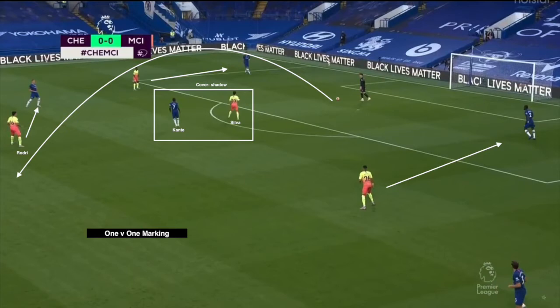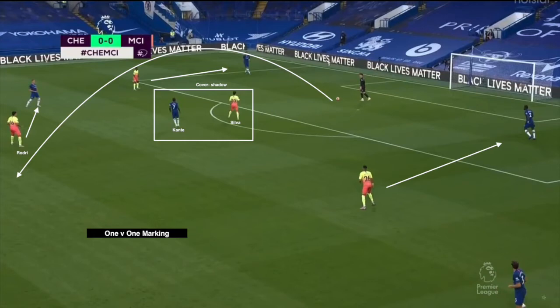So in the first section, we will look at how Chelsea built their play and how Manchester City pressed. While pressing, Manchester City created 1v1 situations with Silva acting as the cover shadow and blocking the passing option to Kante. As you can see in this image, Silva is acting as the cover shadow and blocking that passing option to Kante. Wingers Mahrez and Sterling would press the centre backs.